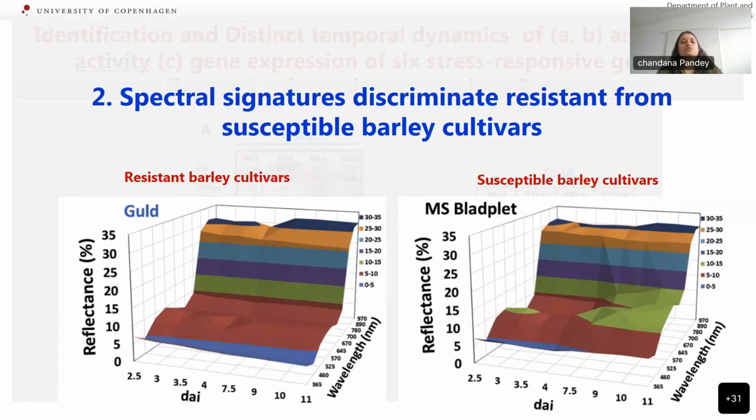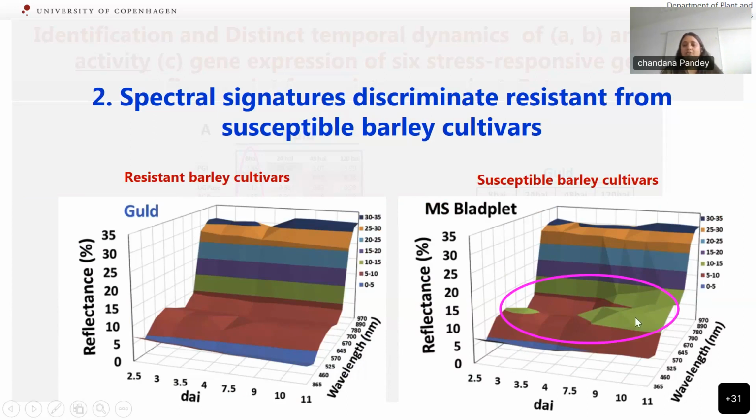And now comes the phenolab data. As I discussed, we have 9 different wavelengths. You see here 365 to 970 nanometers. So this is MS Flat Plate, a susceptible cultivar, and Gold. When we observe and analyze all the data, yeah, it's a complicated figure. I will discuss in more detail for a single wavelength.